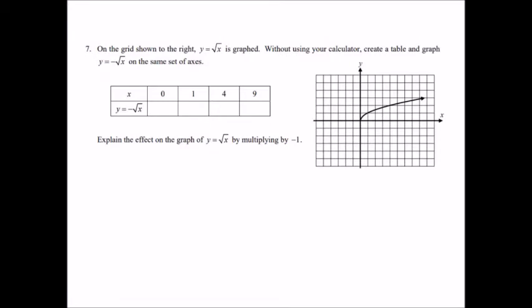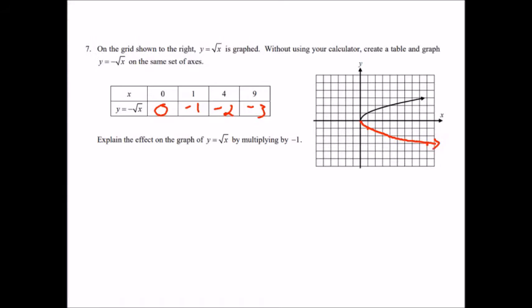Number 7. On the grid shown, y equals the square root of x is graphed. Without using your calculator, create a table and graph y equals negative the square root of x on the same set of axes. So, if x is 0, then this would still be 0. If x is 1, then this would be negative 1. So, 1, negative 1. If x is 4, then this would be negative 2. So 4, negative 2. And if x is 9, this would be negative 3. So 9, negative 3. So it does something like this.